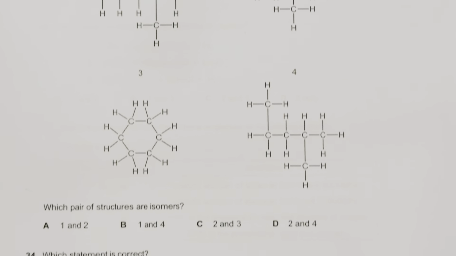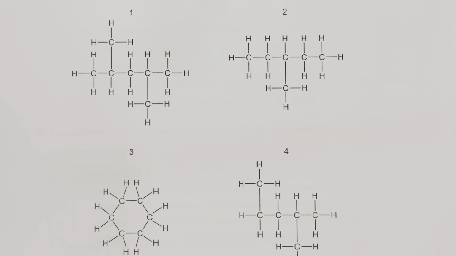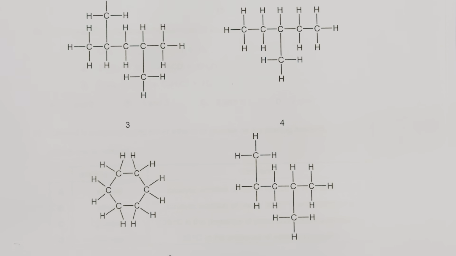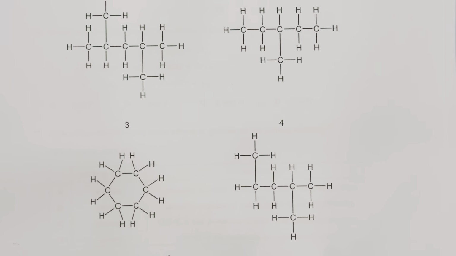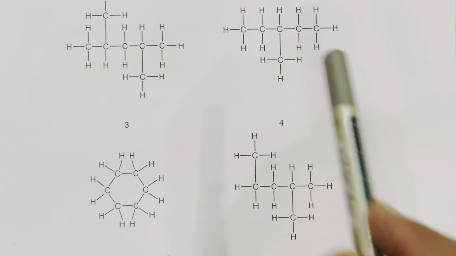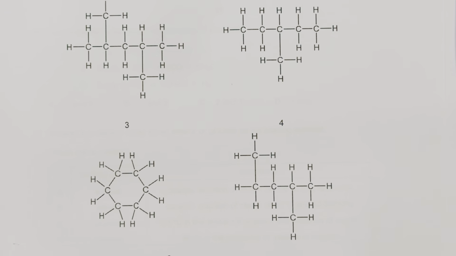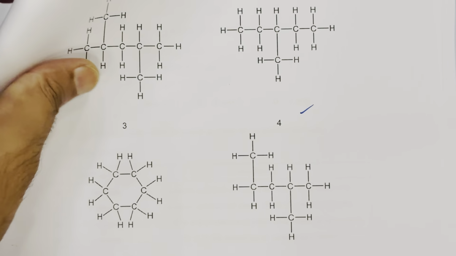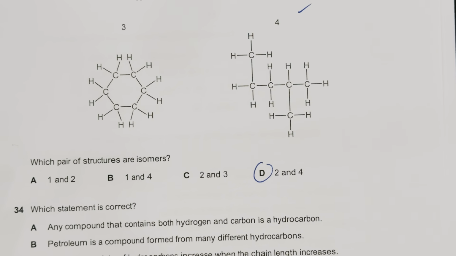Which pair are isomers? They should have the same number of hydrogen and carbon atoms, but they should have different structures. So from calculating, this has 1, 2, 3, 4, 5, 6 carbon atoms and hydrogen atoms are 14, and this also has 6 carbon atoms and 14 hydrogen atoms. So option D is the correct answer. Options 2 and 4 are isomers. So option D is the correct answer for this question.